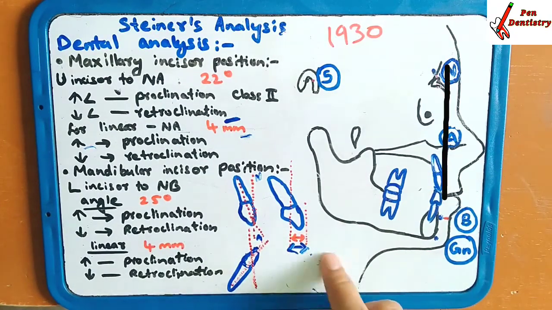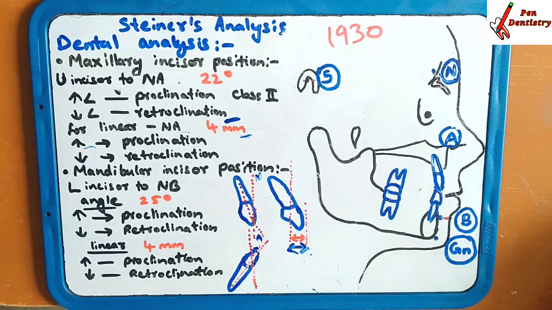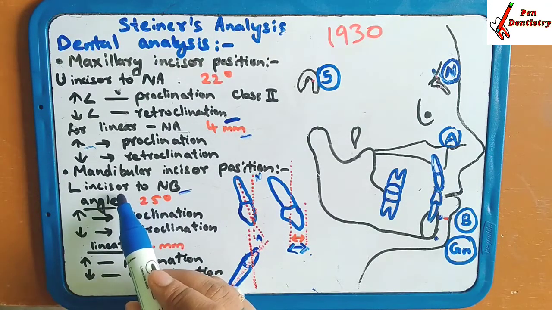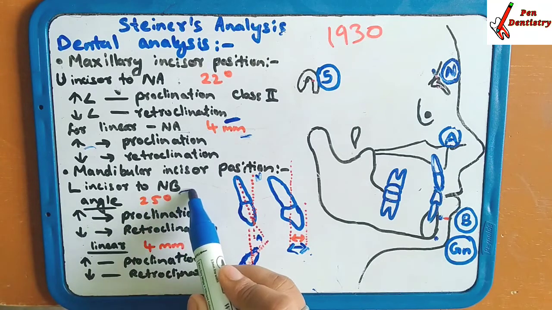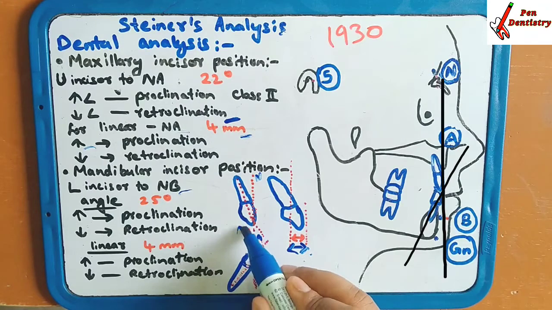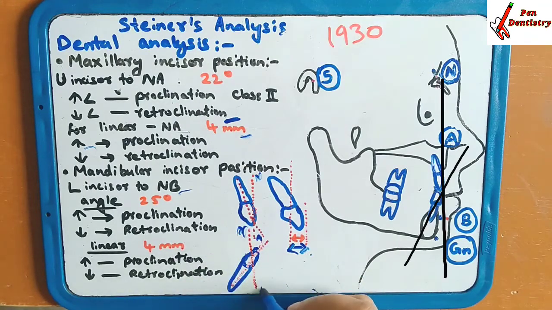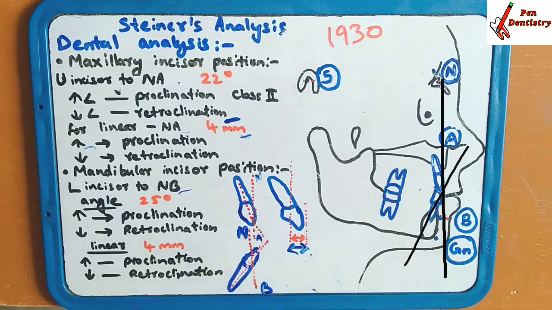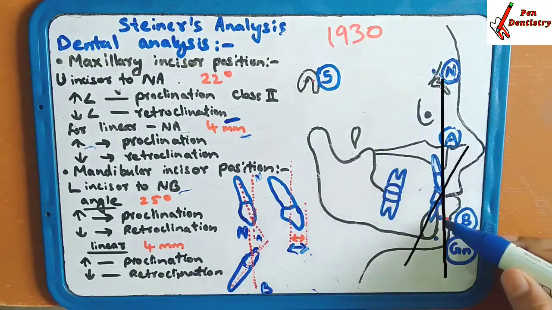Okay. Now we are going on with the mandibular incisor position. In mandibular incisor position, what is taken? Lower incisor to NB. The angle is made between the lower incisor and the NB. This is the NB position, and this is the long axis of the tooth. N is here and B is this point.